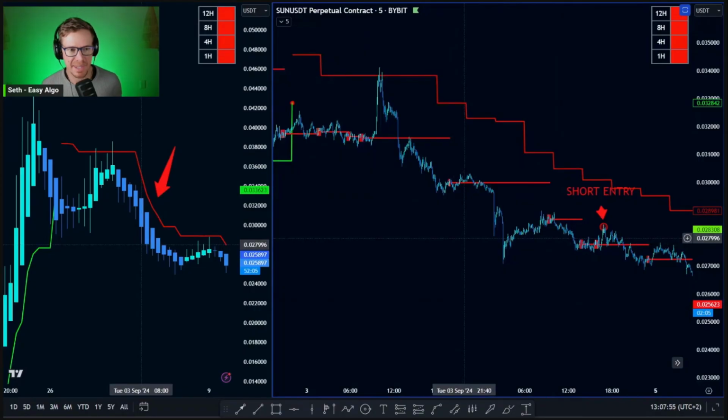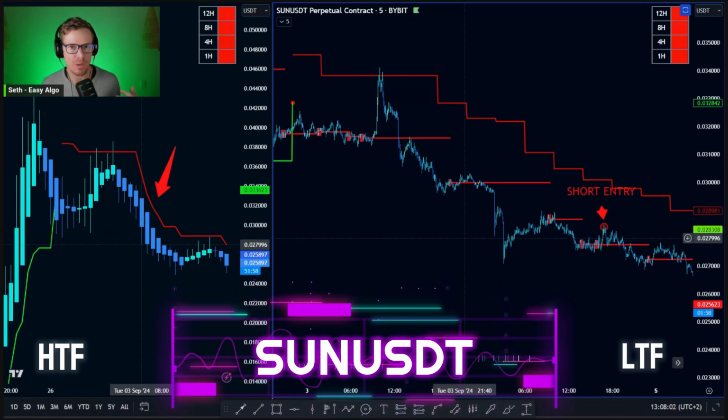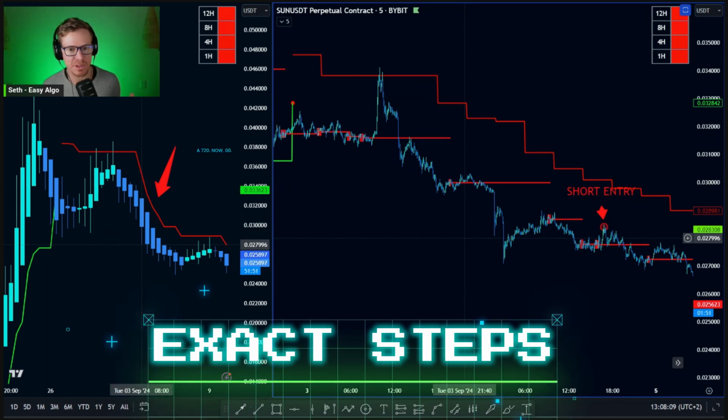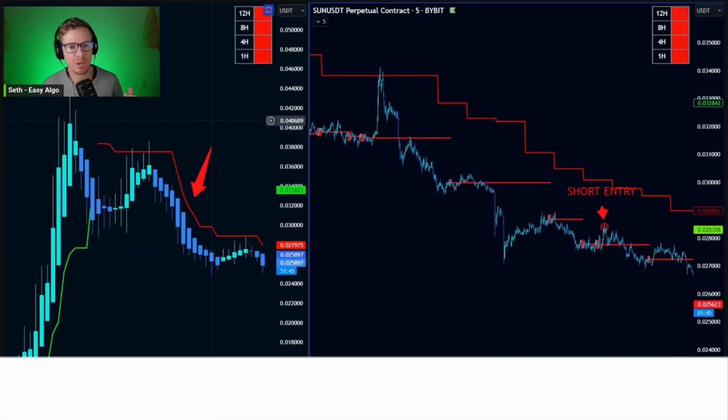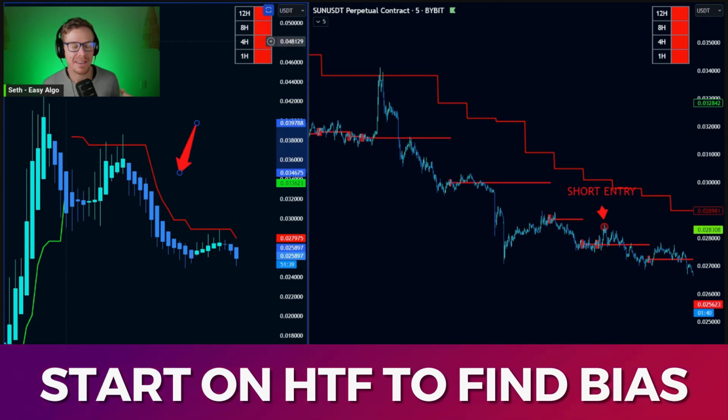All right, guys, I'm here on the charts with SUN USDT. This is one of the crypto tokens I was trading recently, and I got a very successful winning trade out of it. I'm going to show you exactly how I was able to do it using the master pattern strategy. So the first thing we always want to do is go to the higher time frame. Over here, I've got the 12-hour chart and the indicators I'm using.